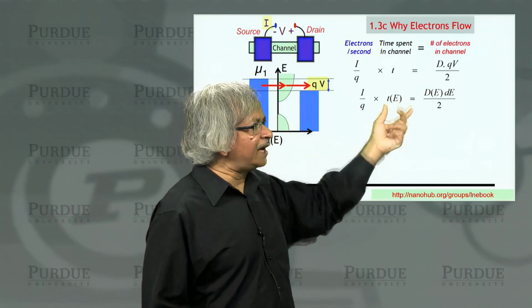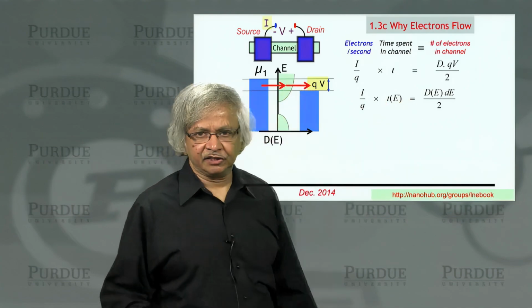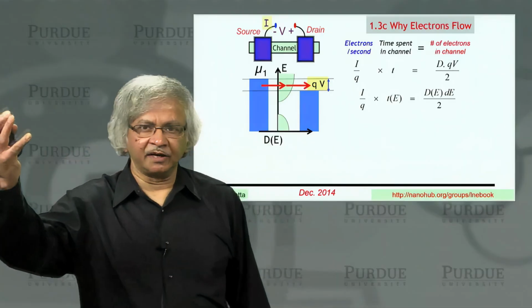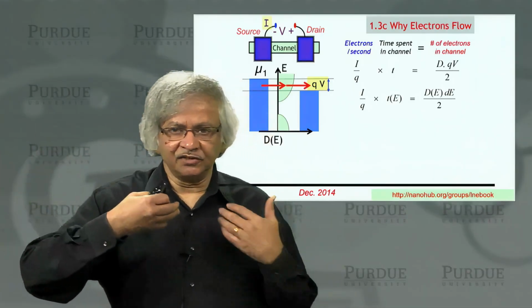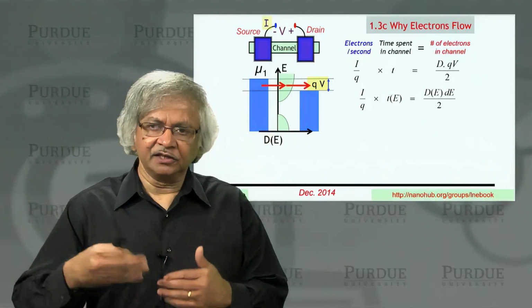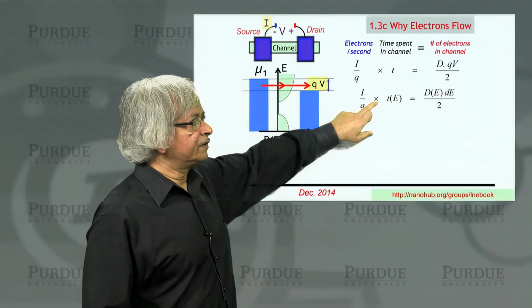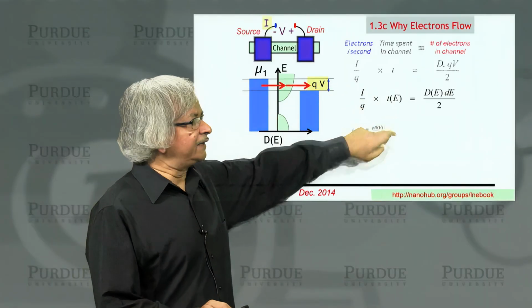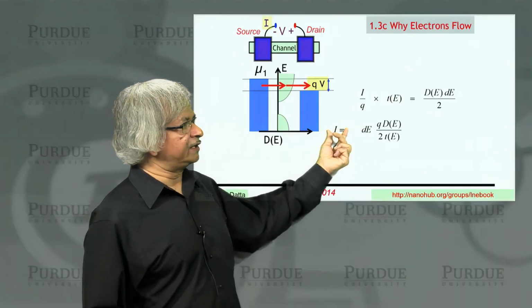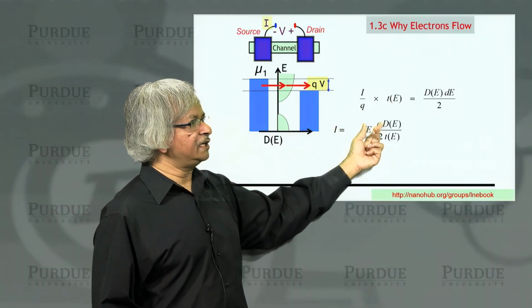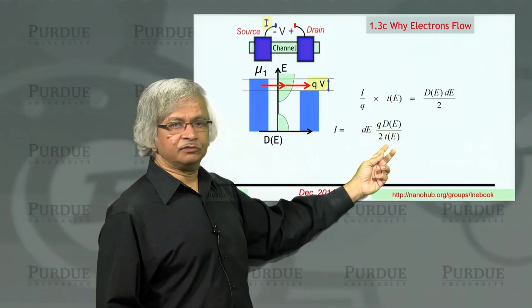And in principle, the time spent can also depend on the energy, because at certain energies, the electrons might have a higher velocity and zip right through. At other energies, it might take longer. So we could write it this way. And then you can rearrange it and write the current as dE q D over 2t.